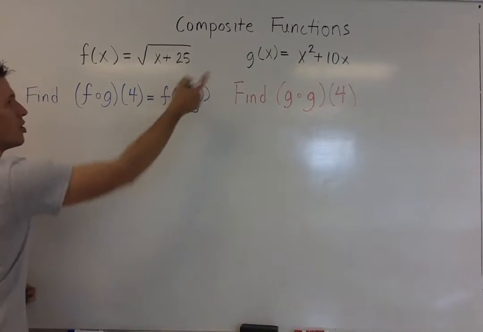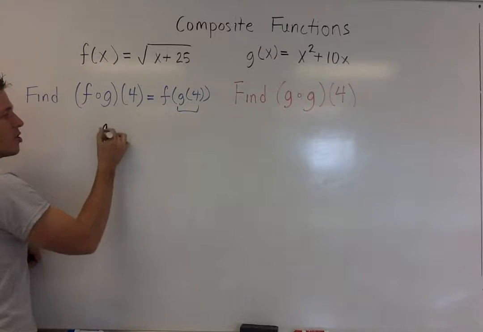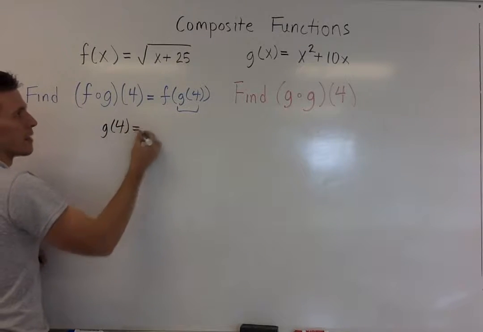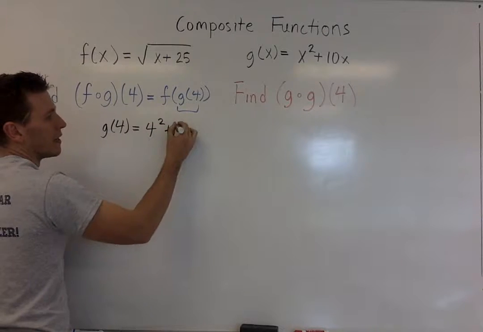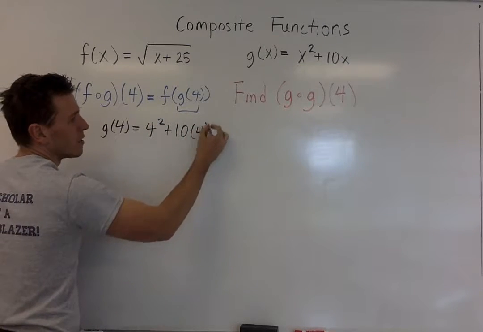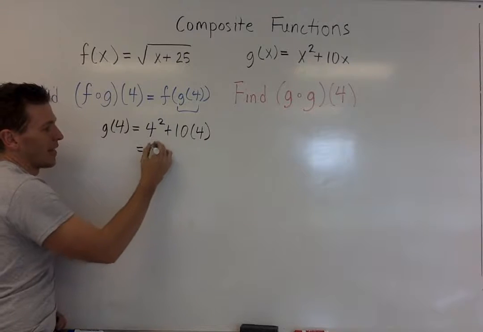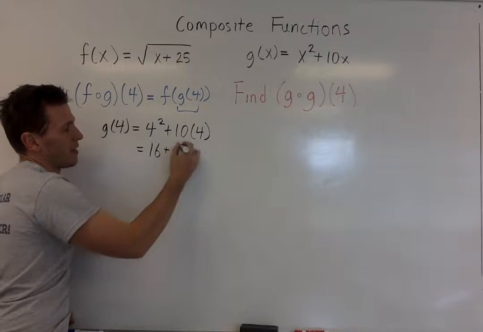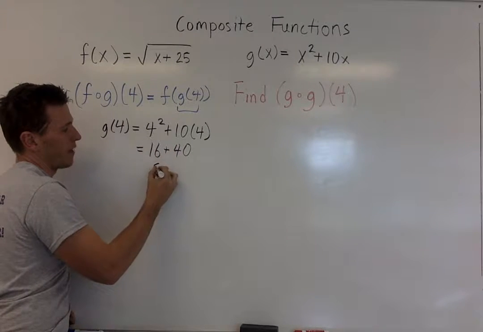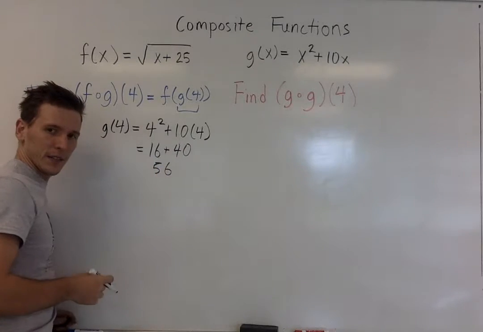So I'm going to take g, which is defined over there, and I'll say that g of 4 is going to be equal to 4 squared plus 10 times 4. I can do a lot of this in my head. 4 squared is 16, 10 times 4 is 40, which means the whole thing adds up to 56.